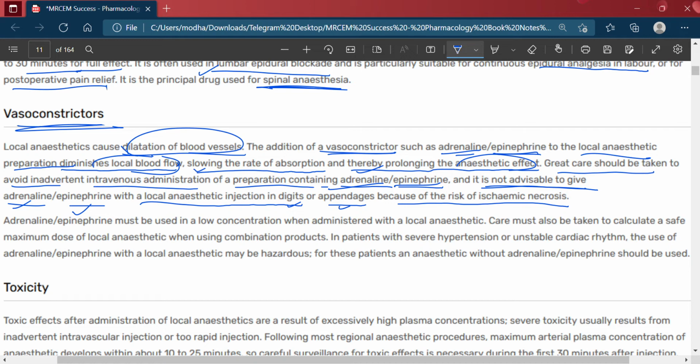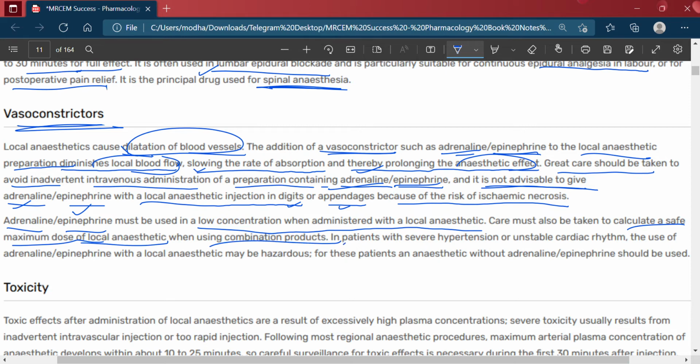Adrenaline and epinephrine must be used in a low concentration when administered with local anesthesia. Care must also be taken to calculate a safe maximum dose of local anesthetic when using a combination product.